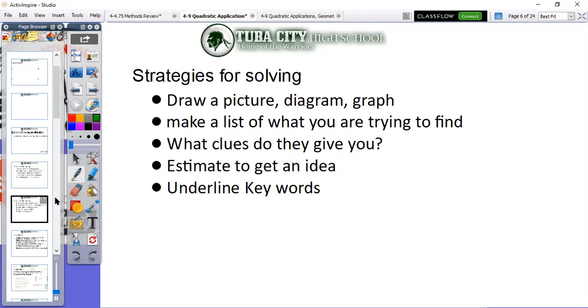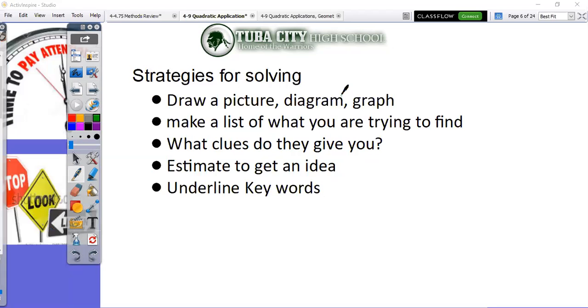All right, so some more strategies you could use for familiarizing, and that is to draw a picture, a diagram, or a graph. So drawing something helps, and you don't have to be a great artist or anything to draw. You're just trying to get an idea of what you're looking for. You could also make a list of what you know and list out what you can do with those so that you can get to your solution. Look for any clues that they give you. One thing students usually do is number surfing, and that is they look for numbers and then they think of what to do with them.